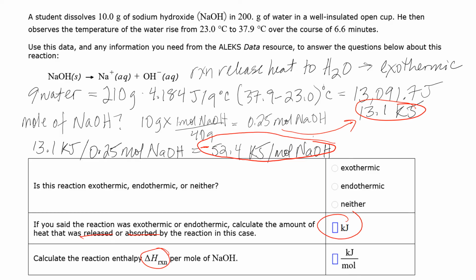So that should give you the tools that you need to tackle these 3 different ALEKS problems, and generally give you the principles of calorimetry and how to use the appropriate equation and calculations.